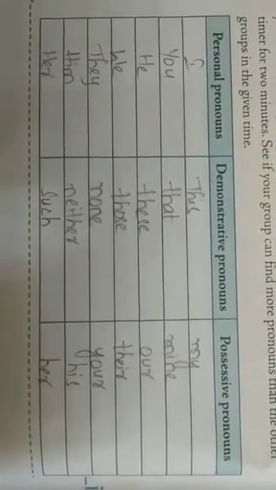Now, let us write some personal pronouns, demonstrative pronouns and possessive pronouns. Personal pronouns are the pronouns in which we include ourselves. Demonstrative pronouns describe the objects or the persons. Possessive pronouns help us to say to whom the object belongs.